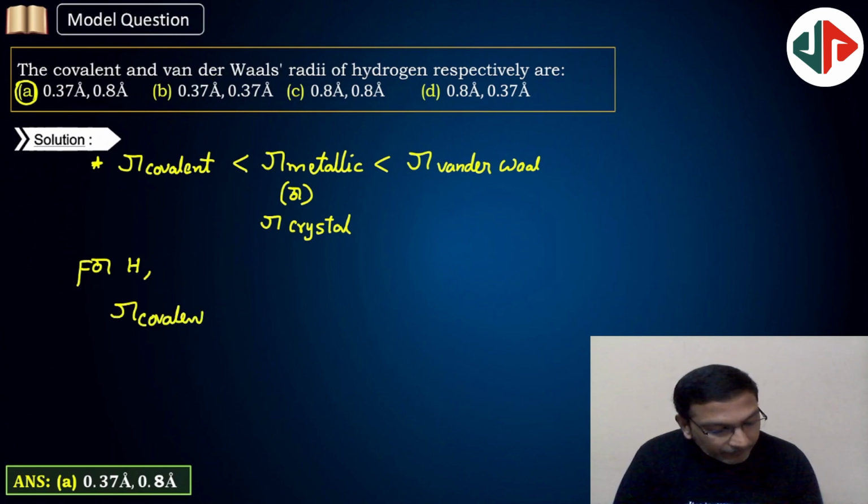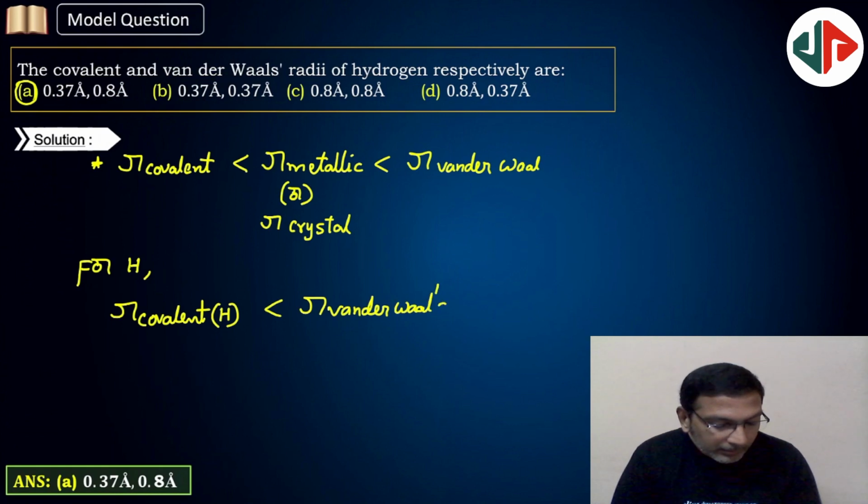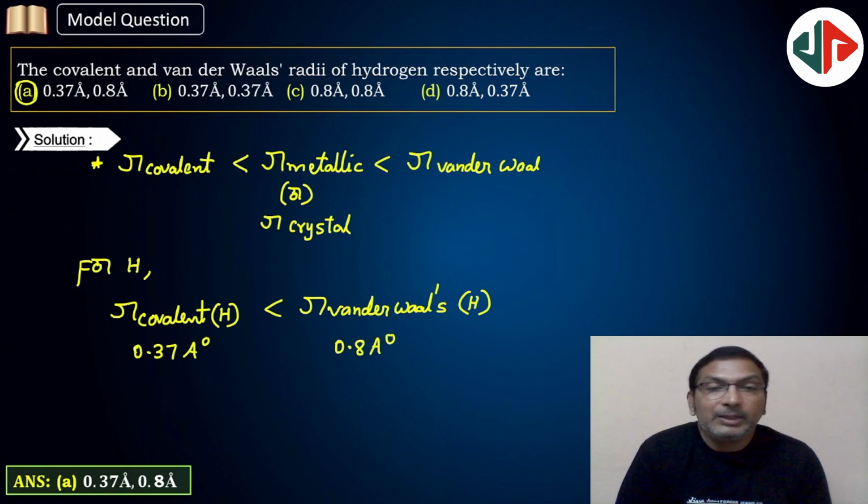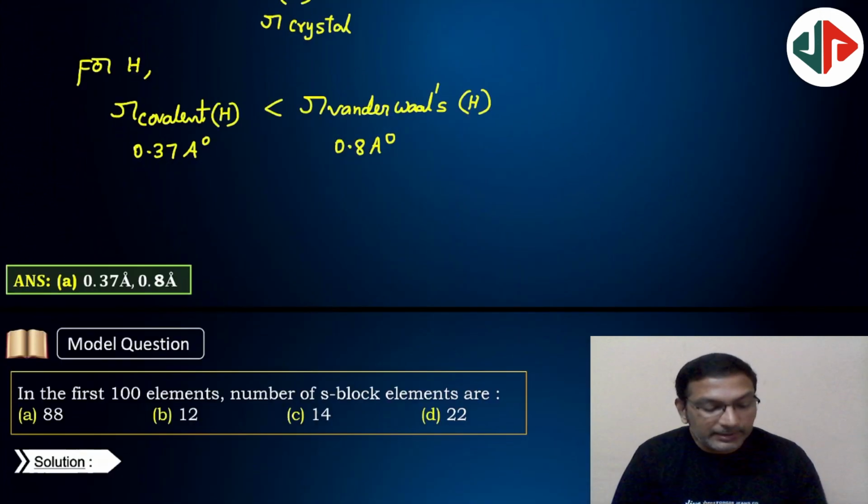Covalent radius for hydrogen is greater than, sorry, less than van der Waals radius for hydrogen. If this is 0.37 angstrom units, this will be 0.8 angstrom units. When compared to covalent radius, van der Waals radius of hydrogen will be more. Therefore, option A. Next.